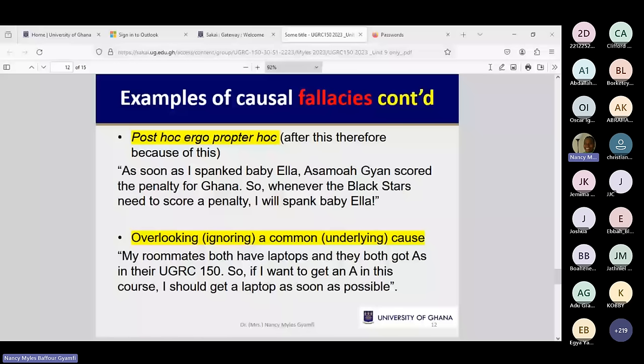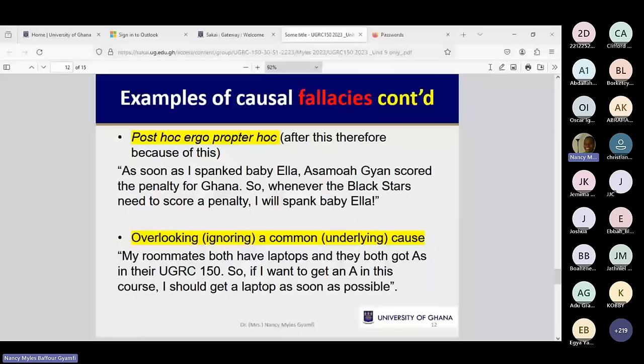Therefore, I'm coming to conclude: whenever Ghana is playing, they cannot score unless I hit the bottom. When you start thinking that way, you are committing post hoc ergo propter hoc. After it, therefore, you conclude it was because of it. That is the fallacy that you're likely to commit whenever you think of cause only in terms of what? Proximity. Okay. Very good. Now we go back to where we were. Thank you, Abdallah. So Joshua, you're next.